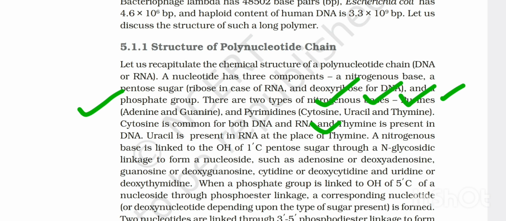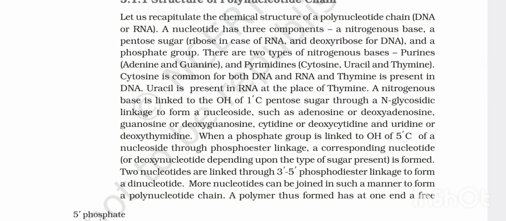A nitrogenous base is linked to the OH at the 1 dash position of the pentose sugar through an N-glycosidic linkage to form a nucleoside, such as adenosine or deoxyadenosine, guanosine or deoxyguanosine, cytidine or uridine. So when a nitrogenous base is only linked with the pentose sugar, it is known as a nucleoside. Only the pentose sugar and the nitrogenous base constitute a nucleoside. But when the phosphate group is added to the pentose sugar and the nitrogenous base, it will be converted into a nucleotide.